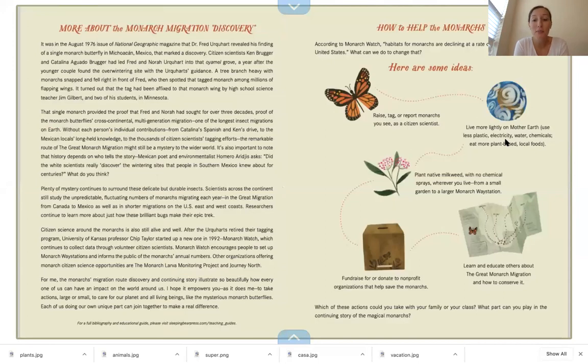And here are some steps for you to help them. So if you want to read about what you can do, about some ideas, you can raise, tag, or report monarchs you see. You can plant native milkweed, which is the plant that they eat, and even more. This was a fun book to read about butterflies, and it asks you lots of questions.